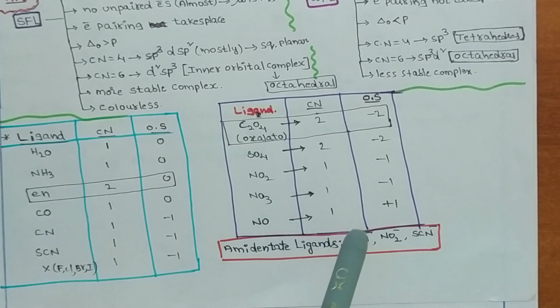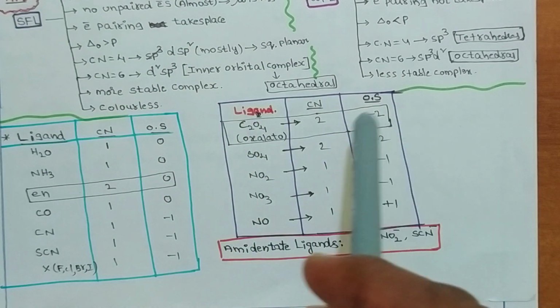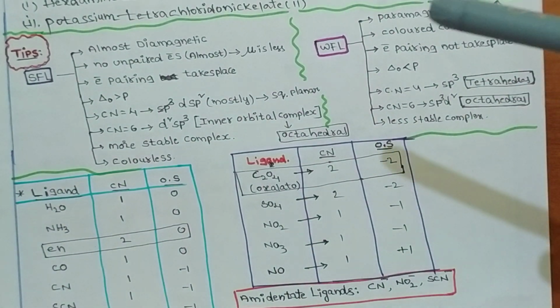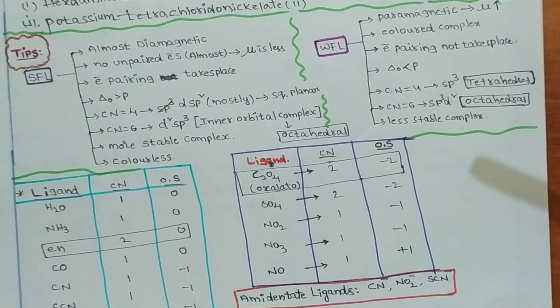Next, what is an ambidentate ligand? Cyanide, NO2 minus, thiocyanate SCN minus. They are the ambidentate ligands. Ambidentate ligands have 2 donor sites, but only one atom donates the pair of electrons to the central metal atom during the formation of the compound. By using these tips, you can solve coordination compound questions very easily.